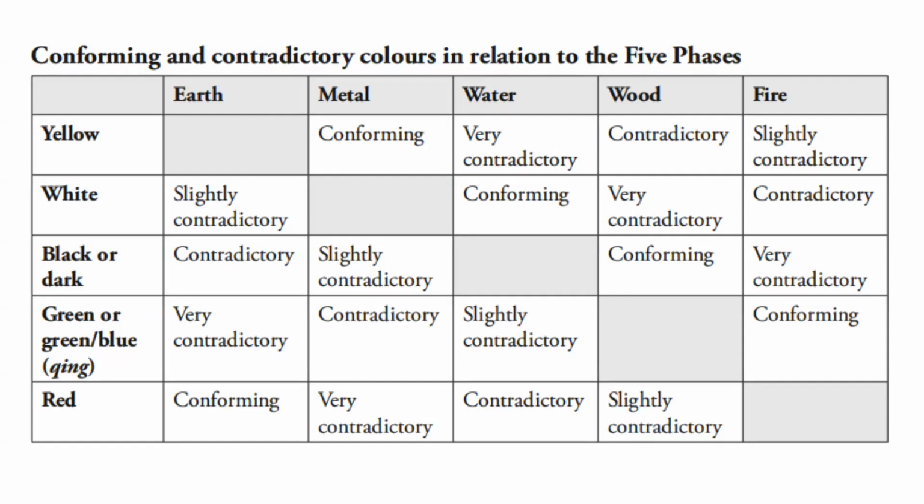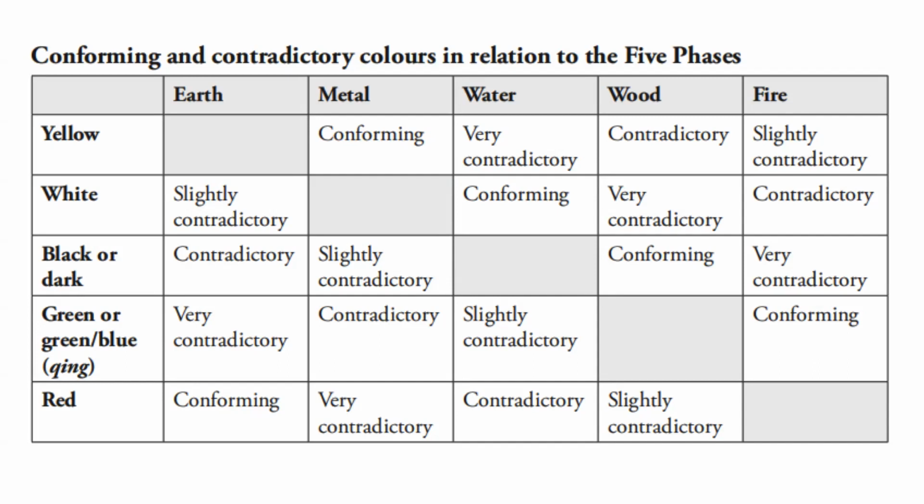So if the face color is yellow, it is conforming in metal type. It is very contradictory in water element. It is contradictory for wood, and it is slightly contradictory for fire. If the face color is white, for earth, it is slightly contradictory. It is a conforming color for water element type. It is a very contradictory color for the wood and a contradictory color for the fire phase.